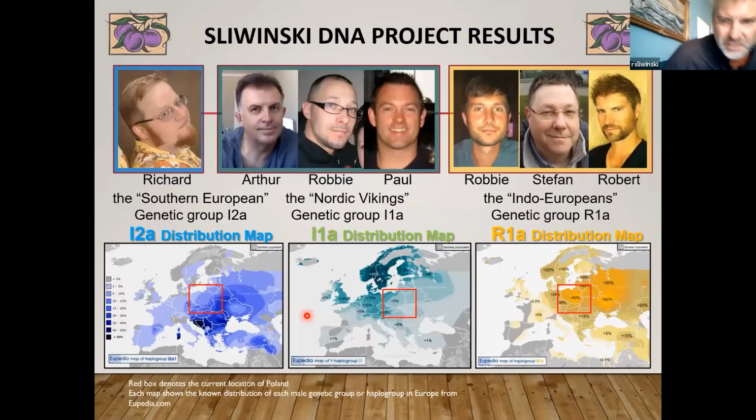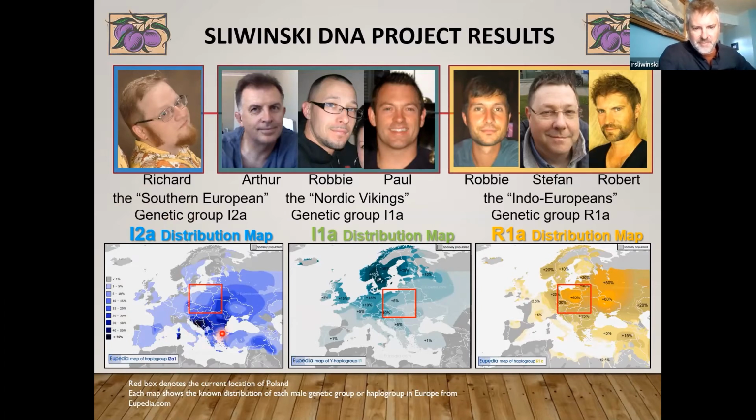Okay, so we have a number of Slowinskis that tested, but we're not all related to each other, at least not closely in some cases. But I found out that there are 3 main genetic groups or haplogroups that the Slowinskis who have tested in the group belong to. We have the bashful Richard Slowinski, who belongs to the Southern European genetic group I2A. Southern European group.